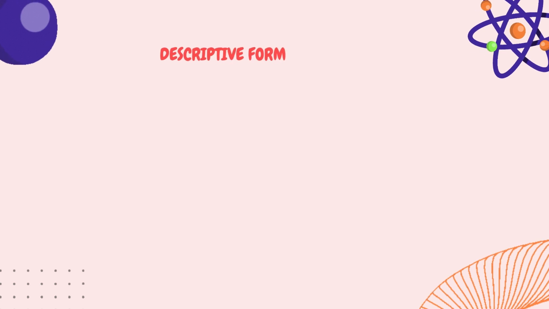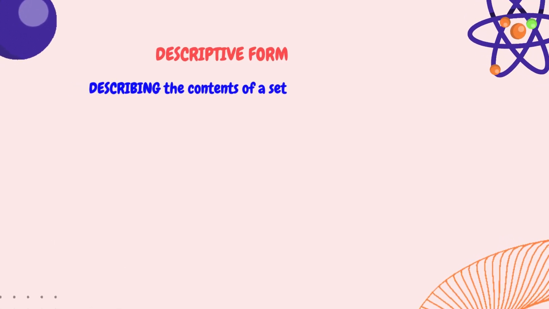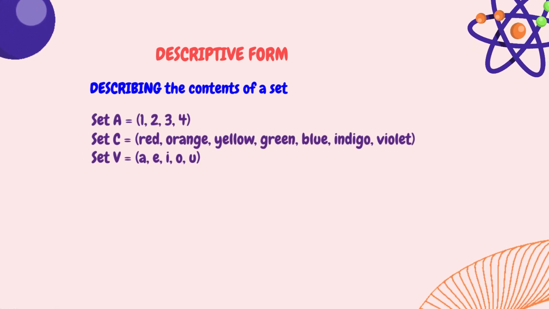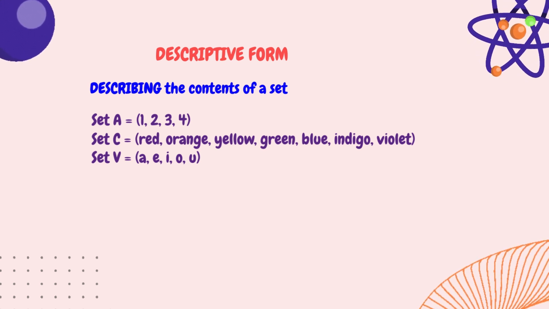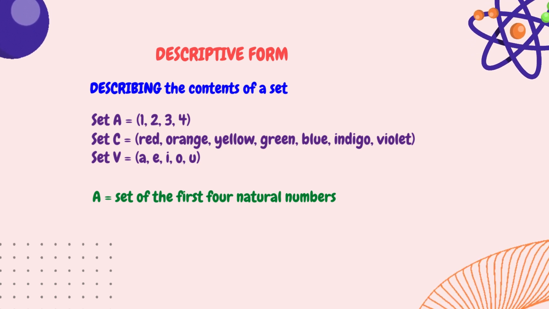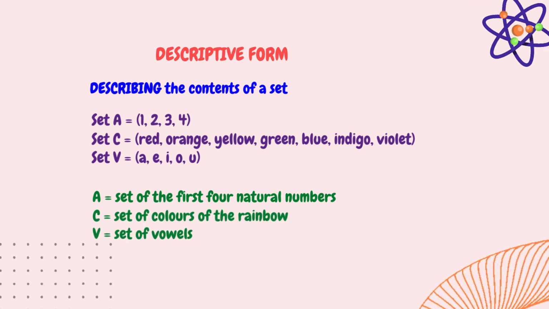Now the representations of sets. First, the descriptive form. In descriptive form, a set is defined by describing the contents of a set. For example, sets A, C, and V can be represented in descriptive form as: A is a set of the first four natural numbers. C is a set of colors of the rainbow. V is a set of vowels.